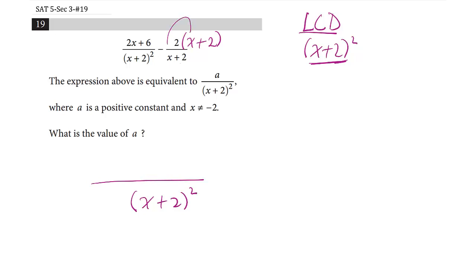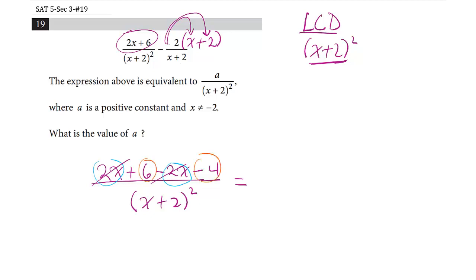So negative 2 times x becomes negative 2x. Negative 2 times positive 2 becomes a negative 4. And of course, nothing changed here, so we'll just copy it down: 2x plus 6. And the next step is just combining like terms. We've got 2x minus 2x, and the answer to that is 0. So those just cross out. And next, we've got 6 minus 4, and the answer to that is simply 2 over x plus 2 raised to the second.